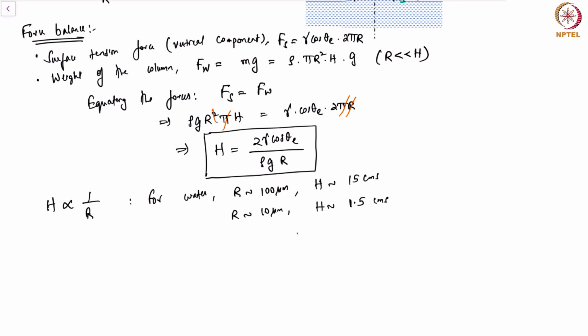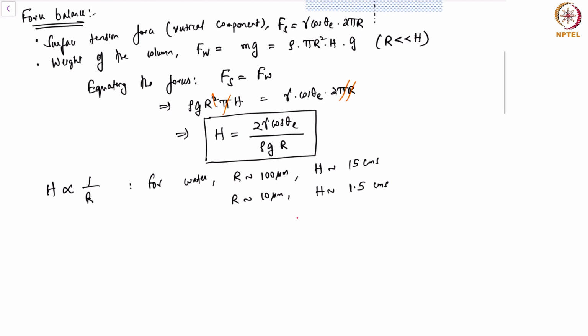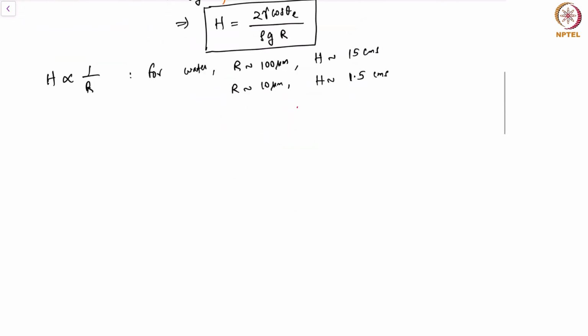In addition, the walls of these capillary tubes need not be perfectly rigid. They can also be flexible, and that can cause the capillary tube to shrink in diameter even more, and we will see the effect of elastocapillary effects a little later. So this is the force balance, and most of you must be familiar with this kind of an approach. Let's look at an energy based approach.